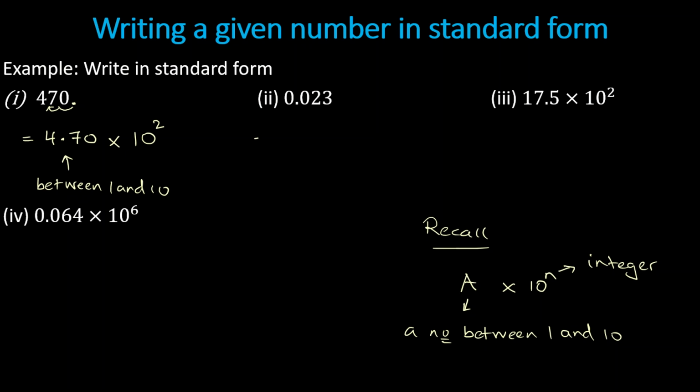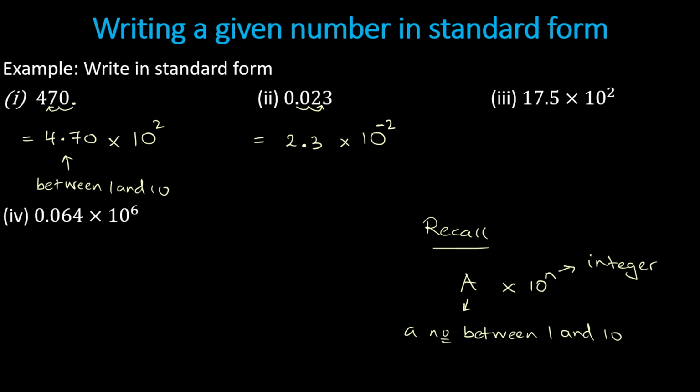The second part, here we have a decimal number 0.023. So the decimal is here. We need to bring this number between 1 and 10, so we have to move the decimal this time to the right. 1 decimal place, 2 decimal places. So 2.3 is between 1 and 10. Then we multiply by 10 to the power of how many places have we moved? 2 places to the right, meaning negative.